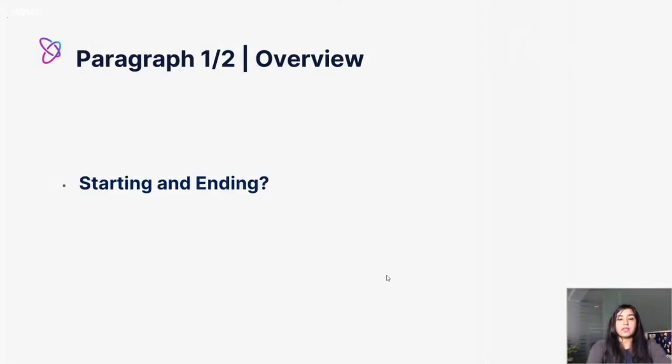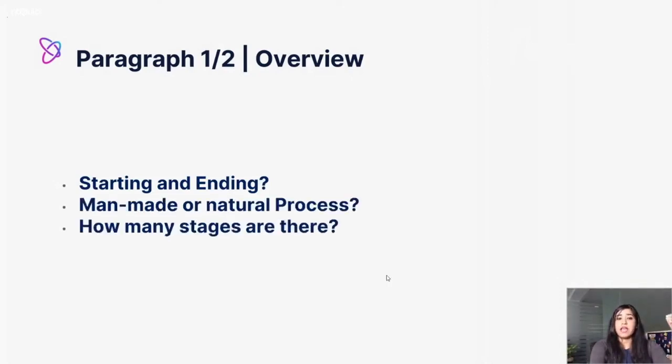Again, you will be asking yourself, where does it start and where does it end? Is it a man-made or a natural process? How many stages are there? Is it a cyclical process or a linear process? All these questions that we've asked now, the answers is what you can put in your overview. Okay, and as we go on, we'll see an example question and how to answer these as well. Okay, so remember that you can add these points in your overview to make sure that you get that point in there as well.